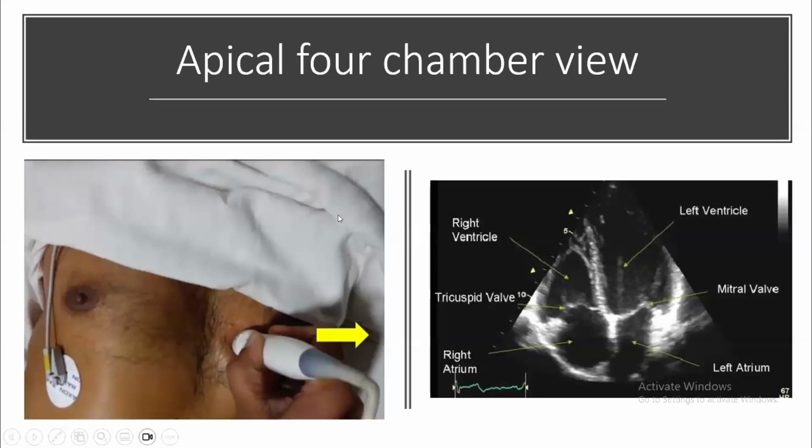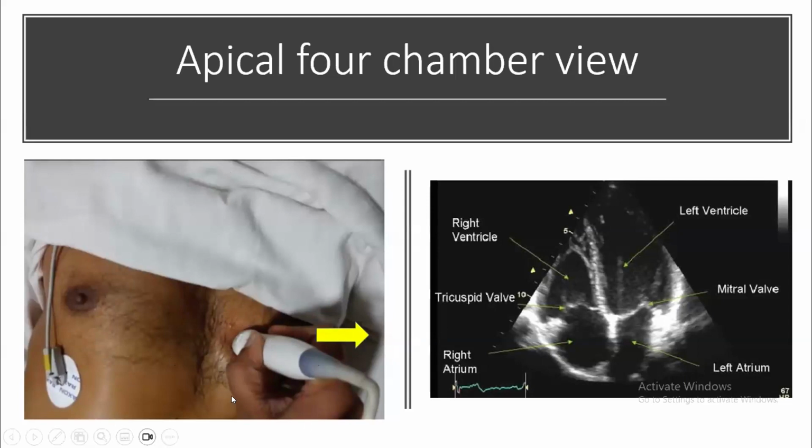Okay, coming to the fourth view, which is the apical four-chamber view. For the apical four-chamber view, now we have to slide the probe from the third or fourth intercostal space to the fifth or fourth space below the nipple. And the direction of my marker or indicator will be at 3 o'clock.